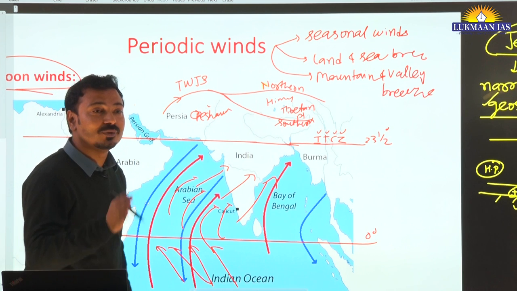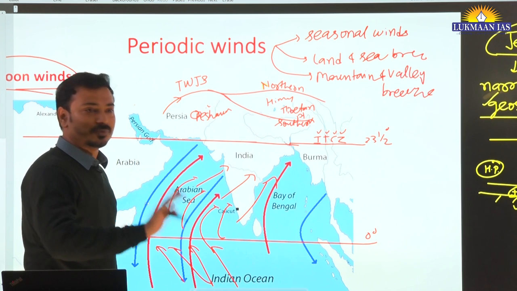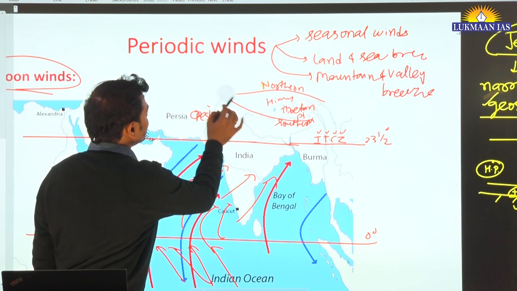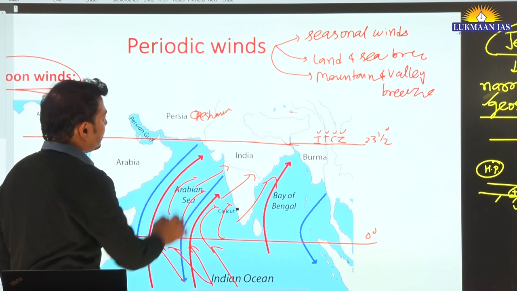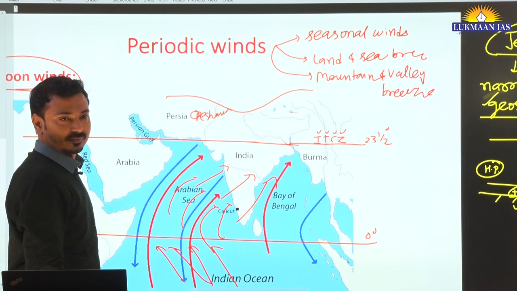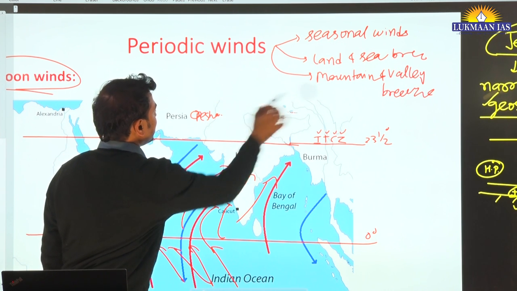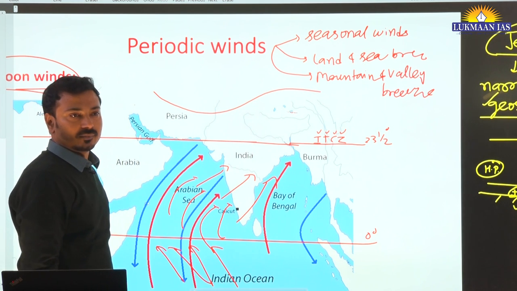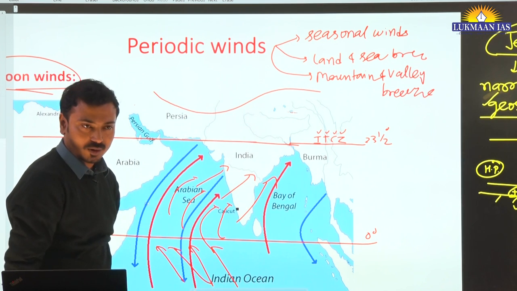Now what happens in the first week of June? Let's understand that. In the first week of June, the position of the tropical westerly jet stream changes. See how I will draw this. The position becomes like this. Okay, the position becomes like this. I will again draw it properly. Like this. That means now the southerly branch has completely shifted towards the north.